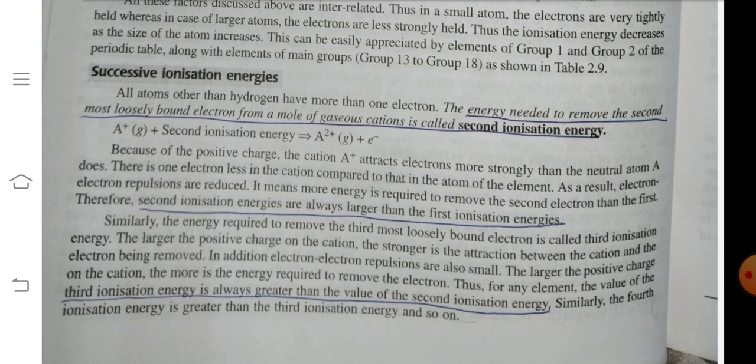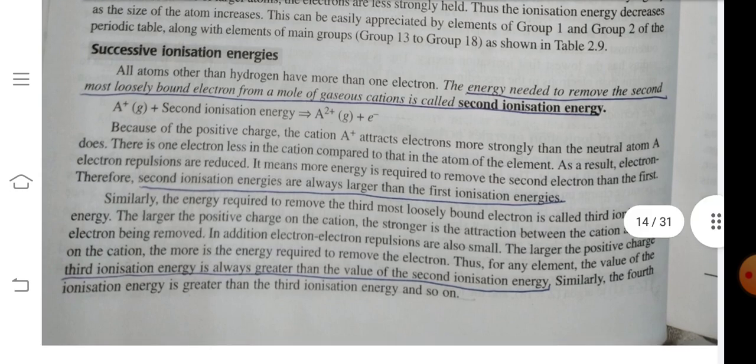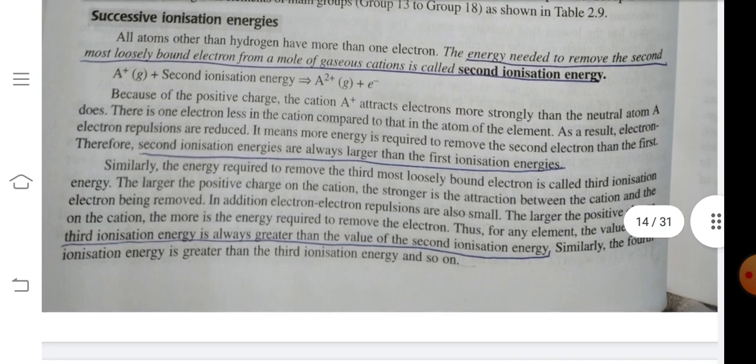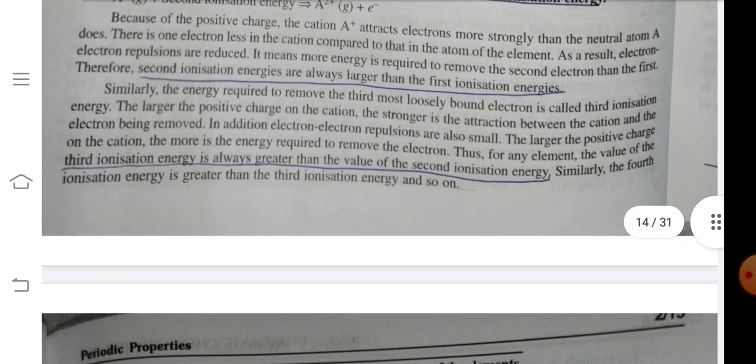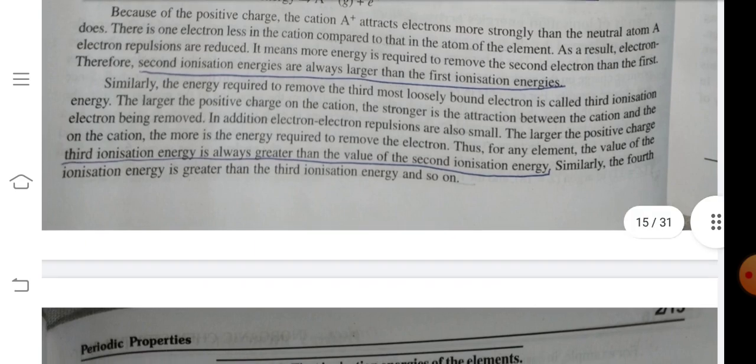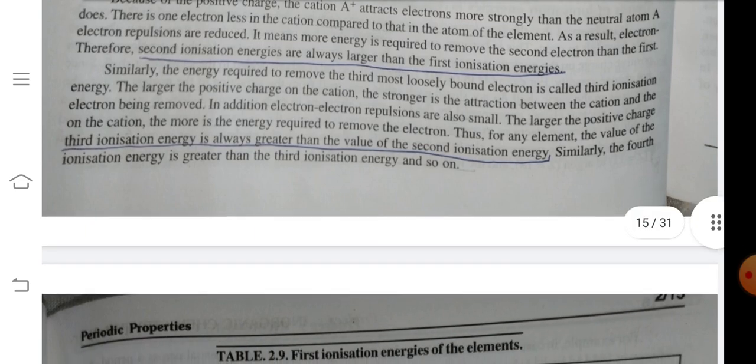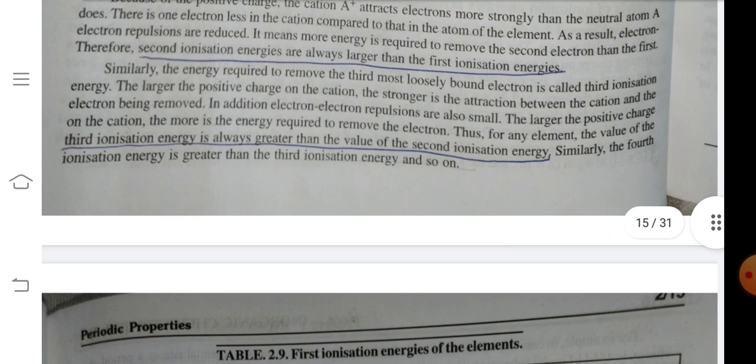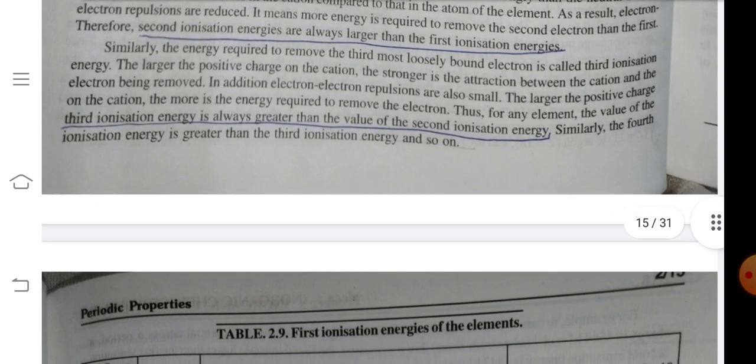The energy needed to remove the second most loosely bound electron from a mole of gaseous cations is called second ionization energy. Because of the positive charge, the cation A+ attracts electrons more strongly than the neutral atom A does. There is one electron less in the cation compared to that in the atom of the element. As a result, electron repulsions are reduced. It means more energy is required to remove the second electron than the first. Therefore, second ionization energies are always larger than the first ionization energy.